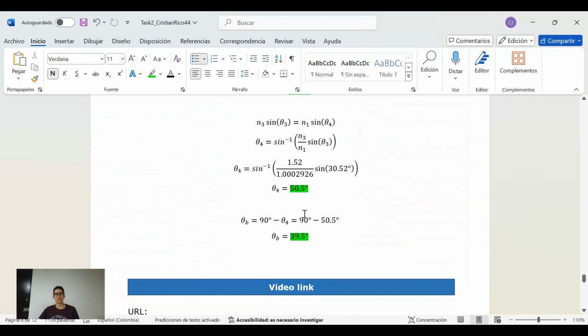If we do this 2 more times, we're going to get the angle 3 and the angle 4. And to get the angle B, we just have to take 90 degrees less the angle 4. And we got that the last angle is the angle B that actually values 39.5 degrees.